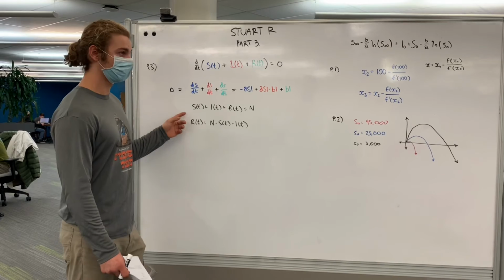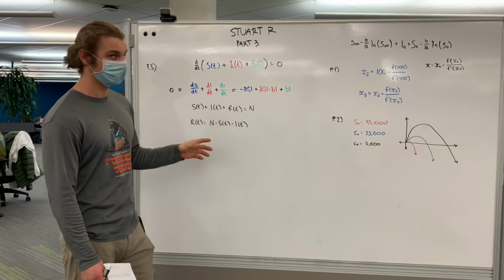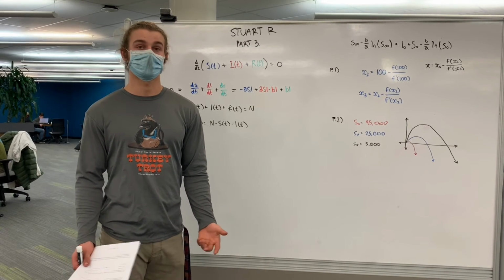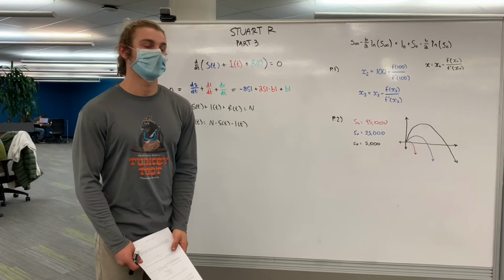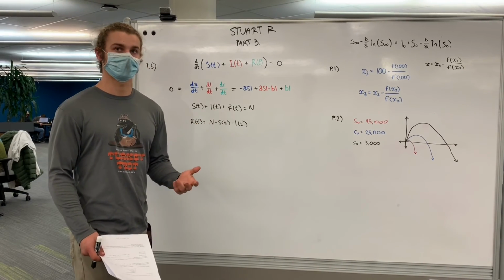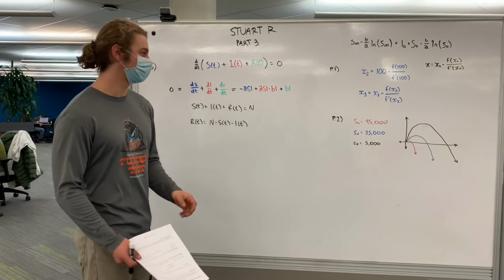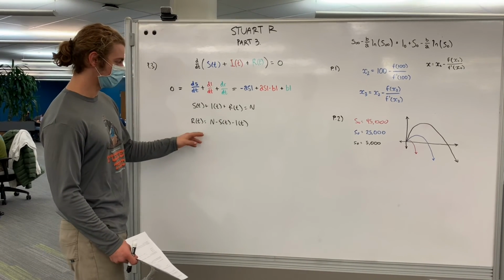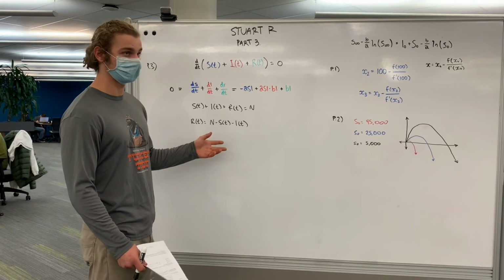Down here, they're telling us that s of t plus I of t plus r of t is equal to n, and n is a number that represents the total amount of the entire population. And we're asked to use this to determine the amount of recovered based off of n. And so we can do that by just rearranging this. So you can see that r of t is equal to n minus s of t minus I of t.